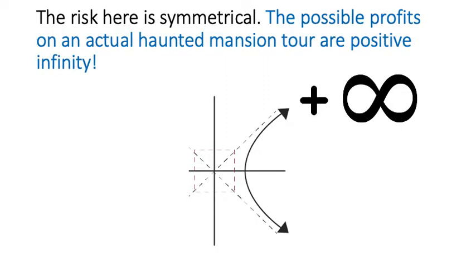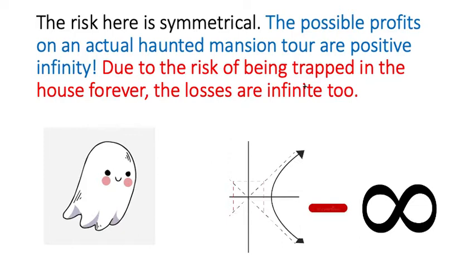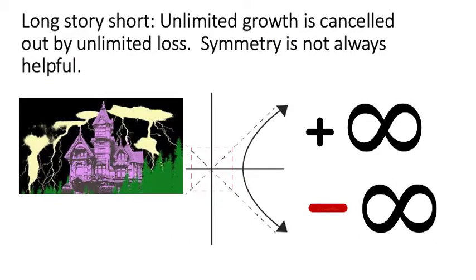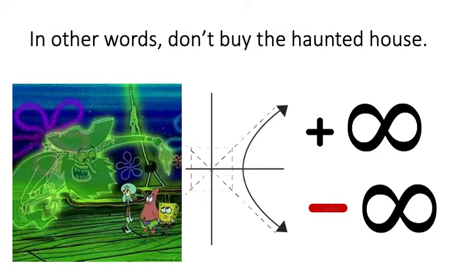The possible profits on an actual haunted mansion tour are positive infinity. You would make unlimited amounts of wealth with this successful business. However, due to the risk of being trapped in the house forever, the losses are infinite too. Being bothered by a ghost forever, or turning into a ghost, or anything like that, is probably a cost you would happily and readily call negative infinity. Long story short, unlimited growth is canceled out by unlimited loss. Symmetry is not always helpful. In other words, don't buy the haunted house.